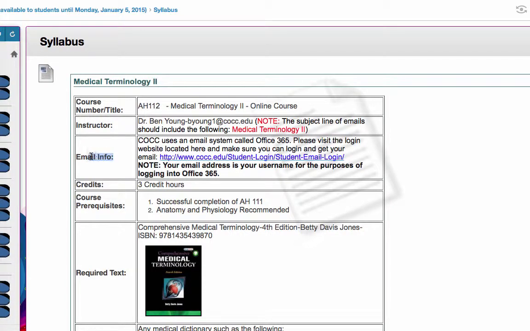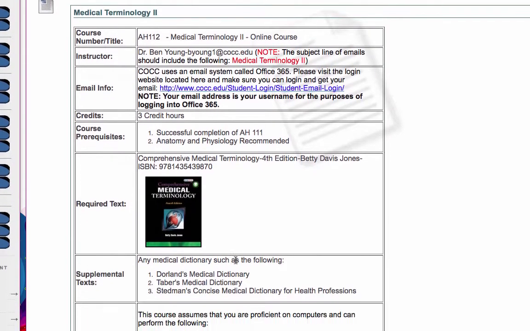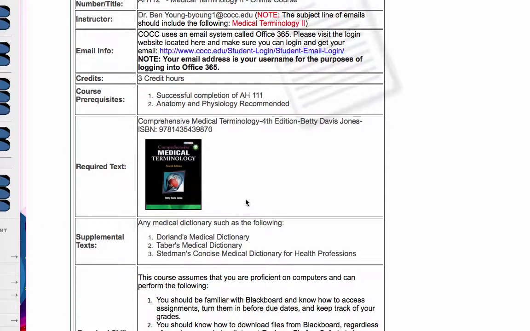Here's some email information regarding the college, so if you have any trouble configuring your email address, then this is where you will want to troubleshoot that. Okay, so there's 3 credit hours for the course. We want you to have taken Medical Terminology 1. We like you to have taken Anatomy and Physiology as well. Here's the textbook for the course, and I assume you use this for Midterm 1. It's an excellent textbook. If you are using any supplemental texts, these are excellent here, so these are our recommendations.